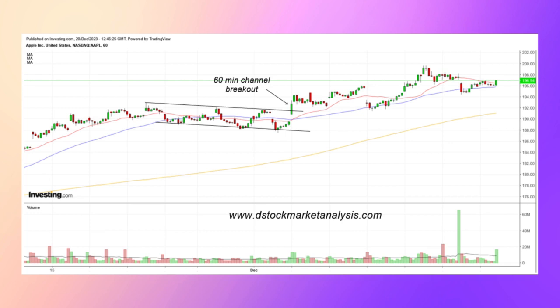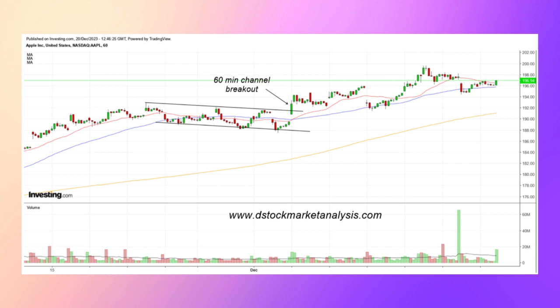Let us zoom in at the consolidation area. This is a 60-minute chart, a zoom in into what happened during the consolidation. You can see the stock actually traded sideways, slightly down a bit, but it created some kind of channel. But eventually it broke out of the channel, and the moment it broke out, it went higher. And of course, it reached the 199 price. So there you have it.